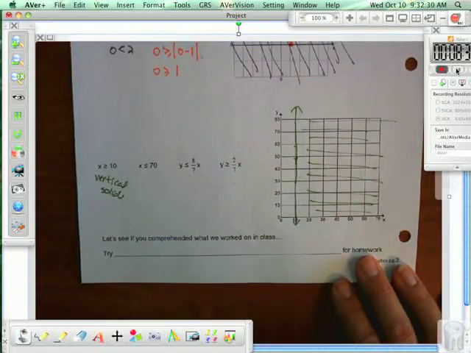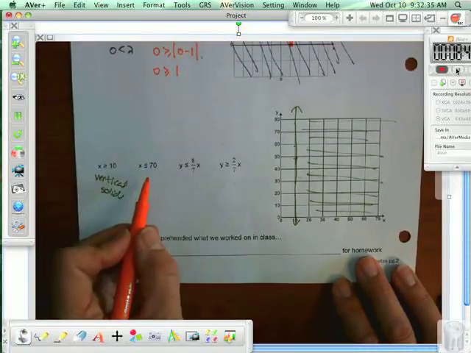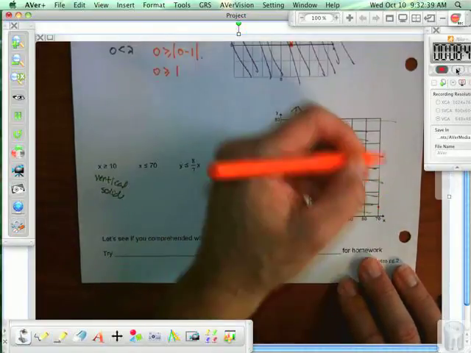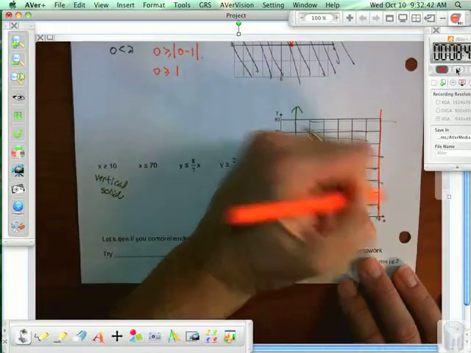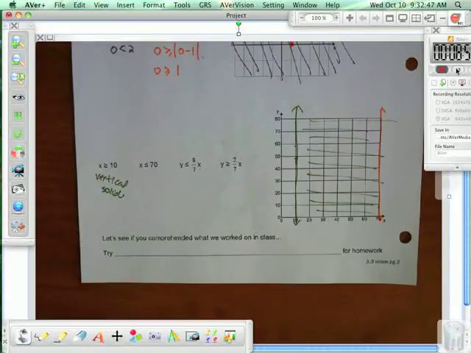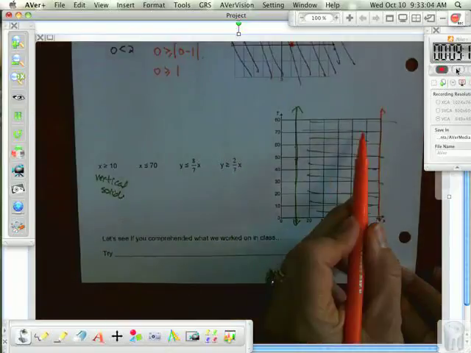Okay, x is less than or equal to 70. Is this vertical or horizontal? Vertical. All the x values are 70, so it's going to be a solid line here. And it's everything less than. Now wait, before you go shade crazy. We already know that this is not part of our graph, right? So we really only have to shade to here. If you're doing less than 70, you don't need to go over this line because we already know that's part of our constraints there.